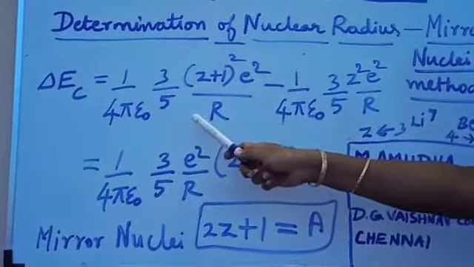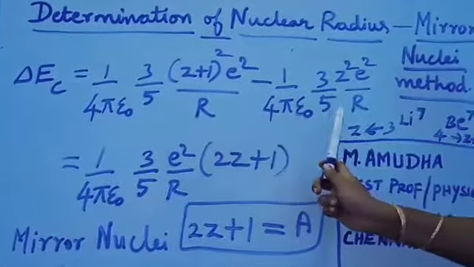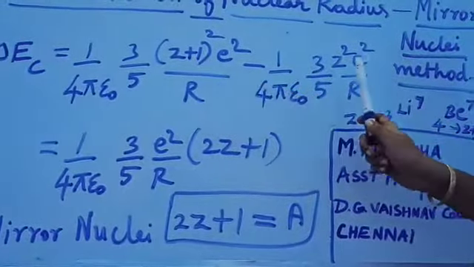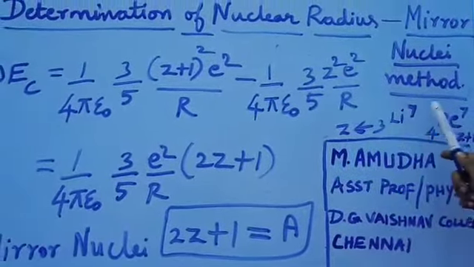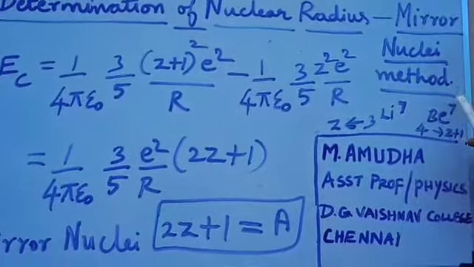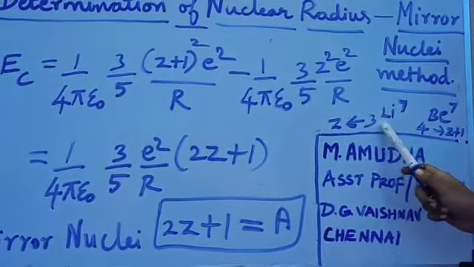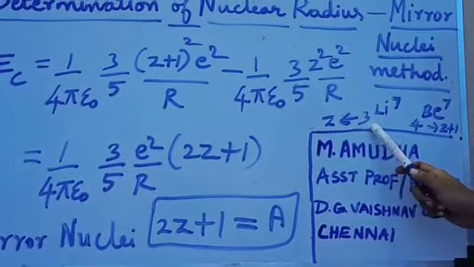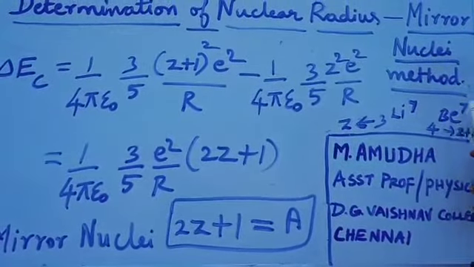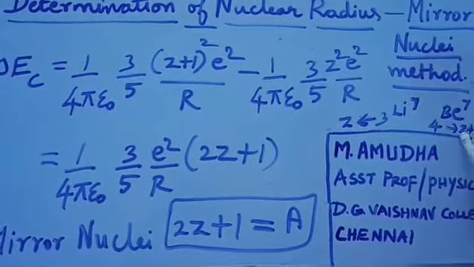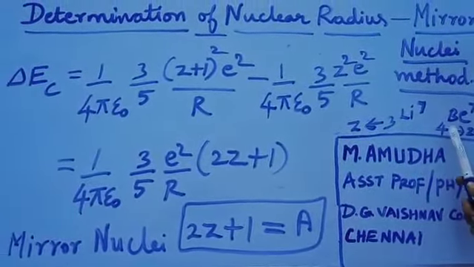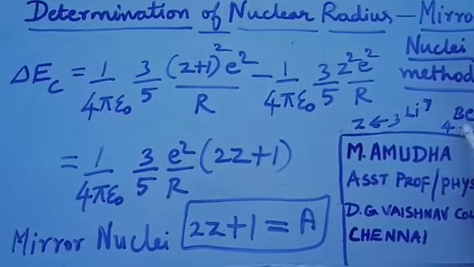The difference between the Coulomb energy of the two neighboring nuclei, that is the mirror nuclei. One has the charge (Z plus 1) into e, the other has the charge Ze. If you consider the mirror nuclei lithium and beryllium, the number of nucleons remains the same, that is 7, and the number of protons of lithium is 3. So if you take this as Z, the neighboring mirror nucleus has proton number Z plus 1. If this is 3, then the neighboring mirror nucleus has 3 plus 1, that is 4.